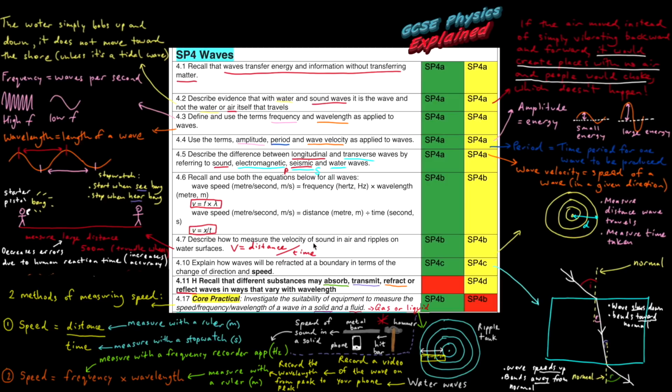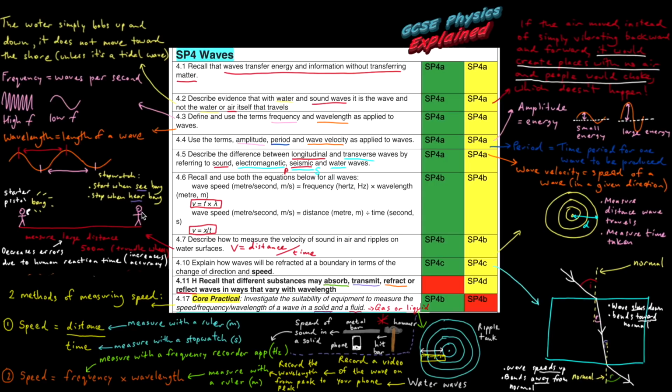Describe how to measure the velocity of sound in air and ripples on water surfaces. So again, to get the velocity, we just want to do distance over time. So the velocity of sound in air, well, you'd have to get someone to fire a starter pistol and get someone to stand quite far away, measure a large distance, because that's going to decrease the errors due to human reaction time. It'll increase the accuracy. When this person sees the gun being fired, they start the stopwatch. And when they hear the sound, then they stop the stopwatch.